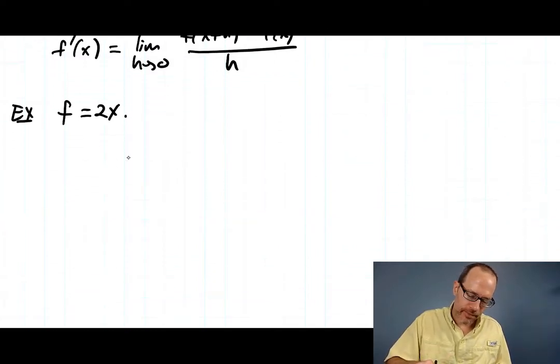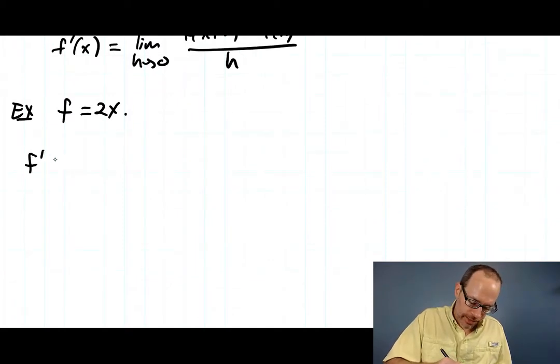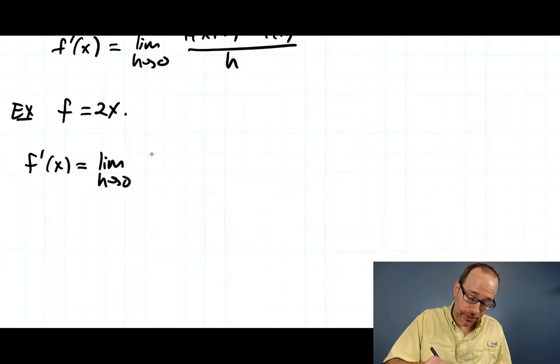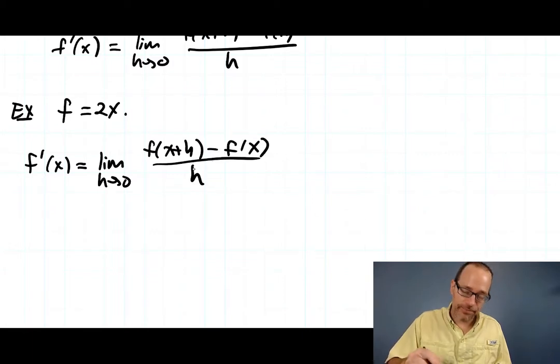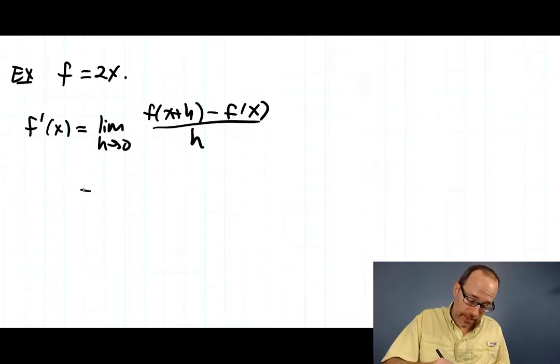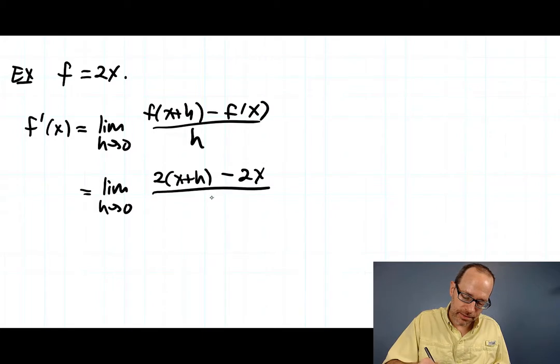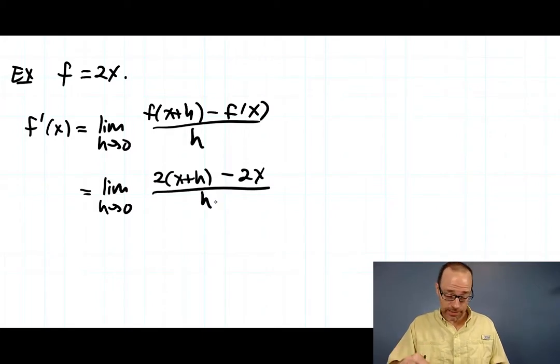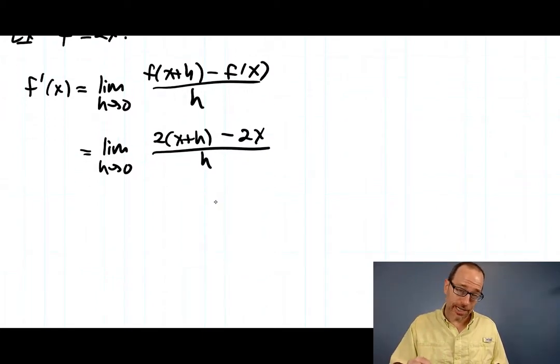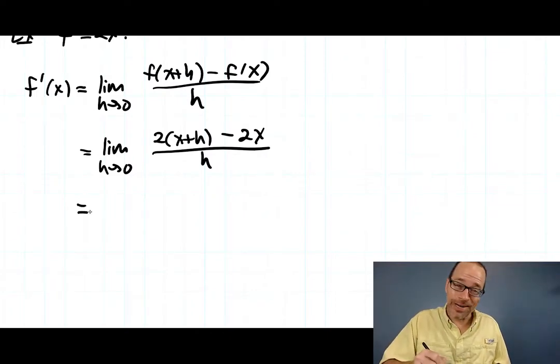By the definition, f prime at x is the limit as h goes to 0 of f of x plus h minus f of x all over h. That's just the definition. Now let's plug in what things are. F is the function 2x, so that's 2(x plus h) minus 2x all over h. Don't forget those parentheses. If you forget the parentheses, you won't get the right answer.